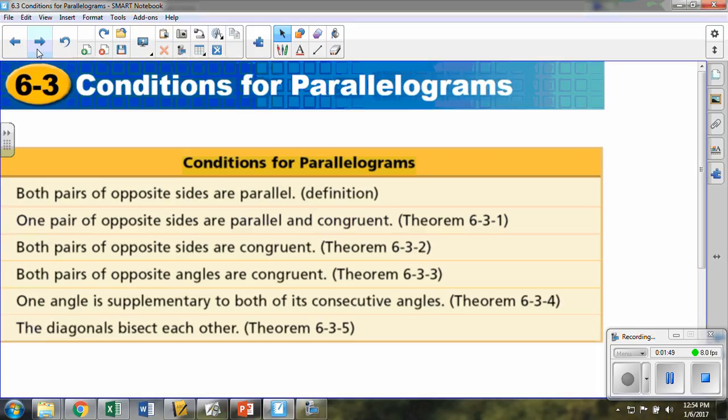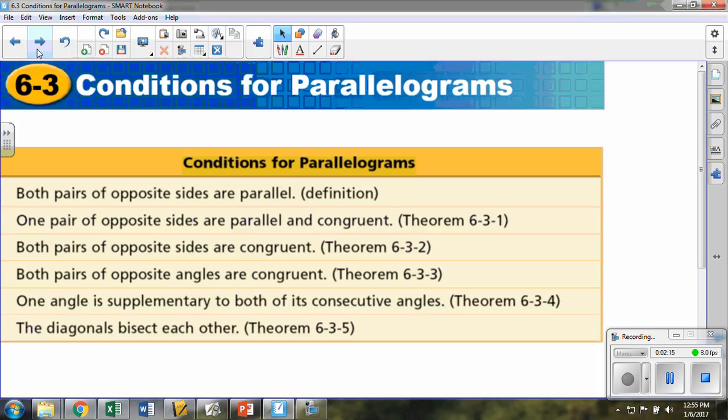And we could go further. Both pairs of opposite sides could be congruent. Both pairs of opposite angles can be congruent. We can have one angle that's supplementary to both its consecutive ones. So one angle being supplementary to 2 different angles will get you there. And we could also have the diagonals bisecting each other.